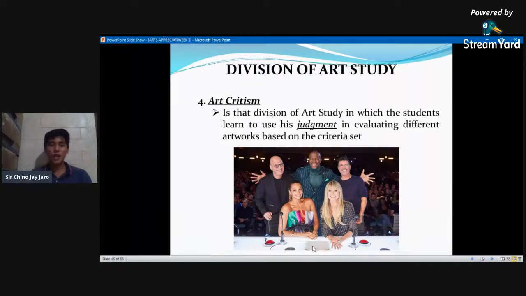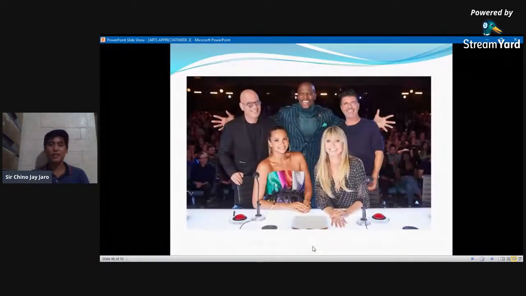So kung kilala niyo yung mga taong yan, no? Alam niyo ba yung Got Talent, America's Got Talent ba yan? O basta, dyan sila related.